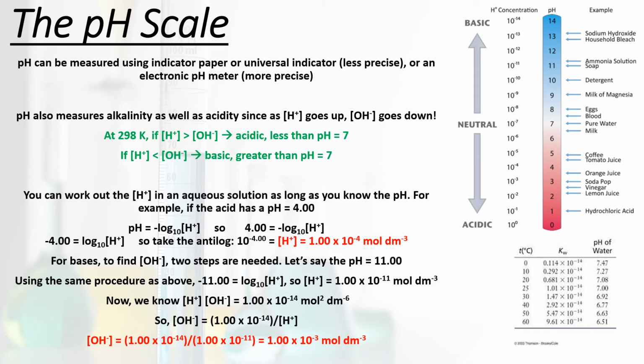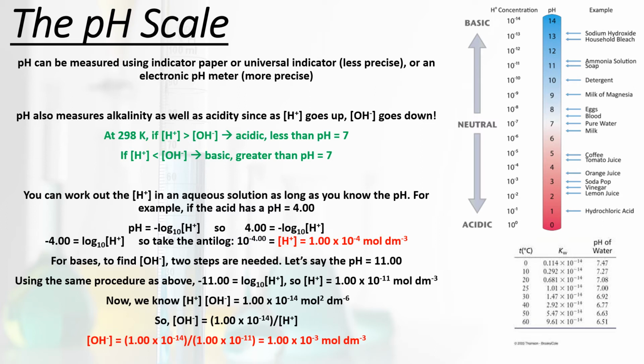Now we can work out the concentration of protons in aqueous solutions as long as we know the pH. So for example, if an acid has a pH of 4, we have our equation. The pH is the negative log of the H plus ions. So 4 equals negative log of H plus concentration. We can move our negative over to the other side just to make it look a bit nicer. So we have negative 4 equals log of H plus concentration.